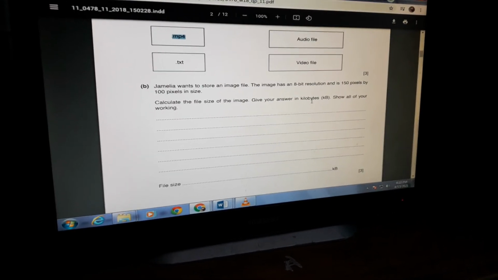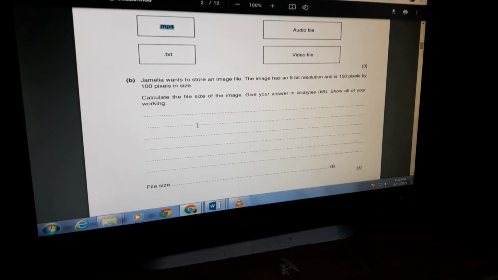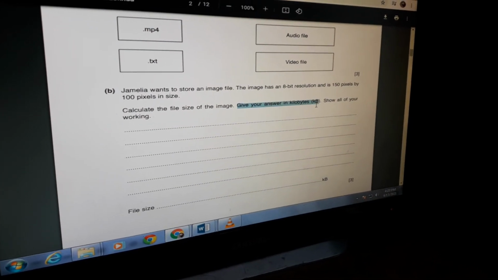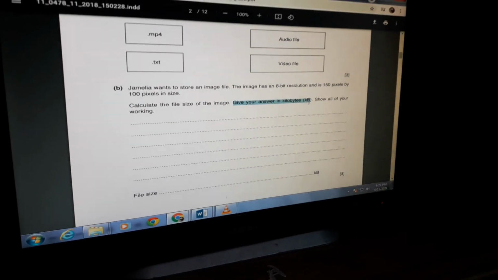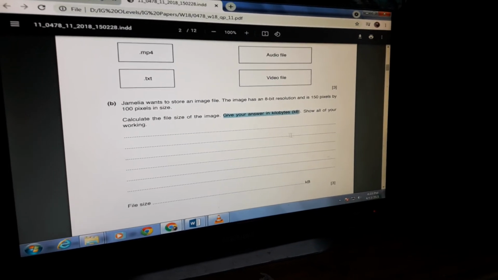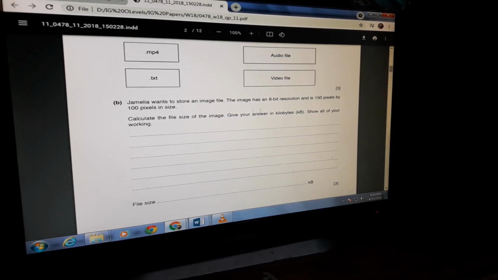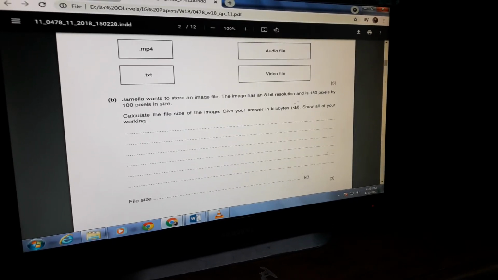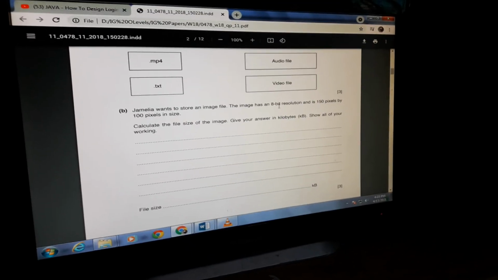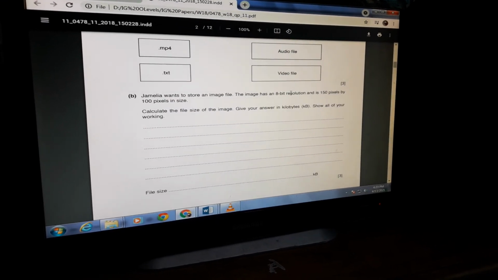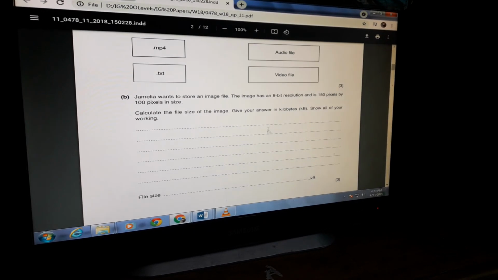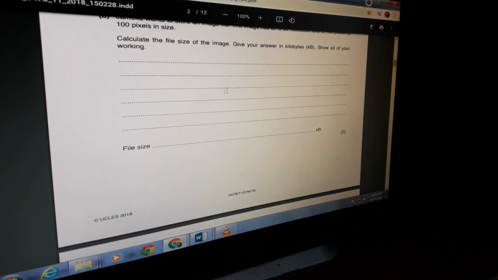In order to convert that into megabytes, you can further divide that by 1000, but in this case you are required to get the answer in kilobytes, so 15 will be the answer. I hope you understood this. 100 multiplied by 150 is 15,000, multiply by 8 to get the number of bits, and divide by 8 to get the number of bytes, and then divide by 1000 to get kilobytes. So the answer is 15 kilobytes.